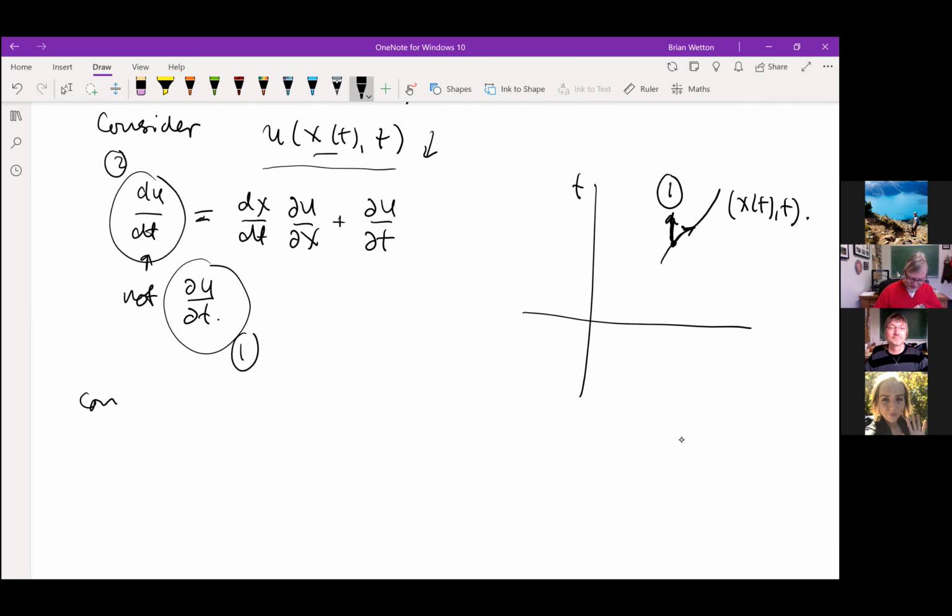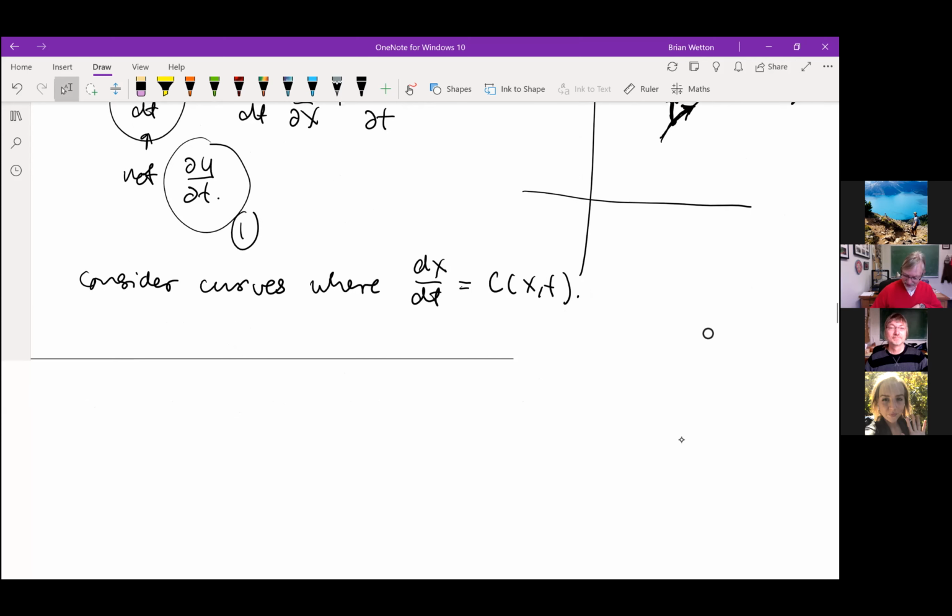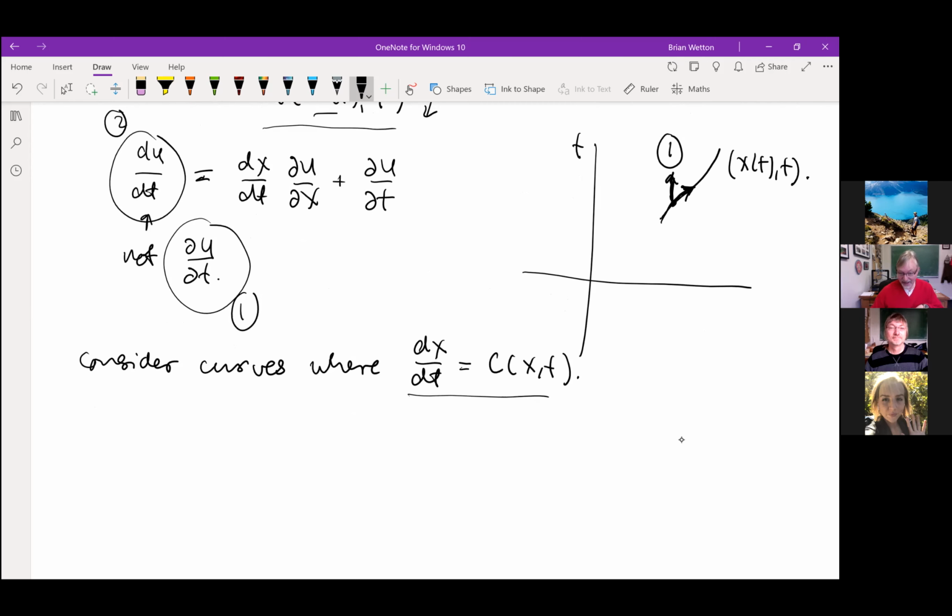So let's consider curves where dx by dt is equal to c of x and t. So if I look at curves that look like that, here I am, I'm following a curve, but I'm following a particular curve that has this property everywhere. This is a solvable ODE as long as I give initial conditions, and of course, motivated by what before, I'm going to give initial conditions somewhere on the initial line.